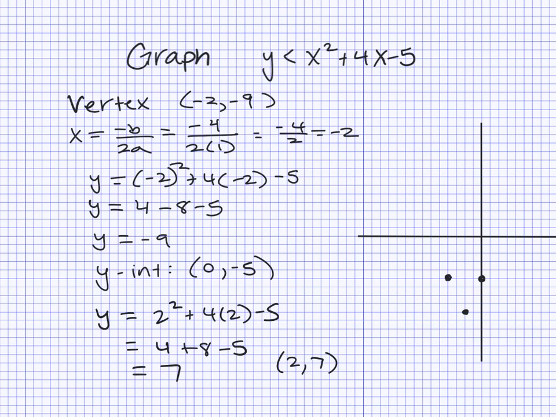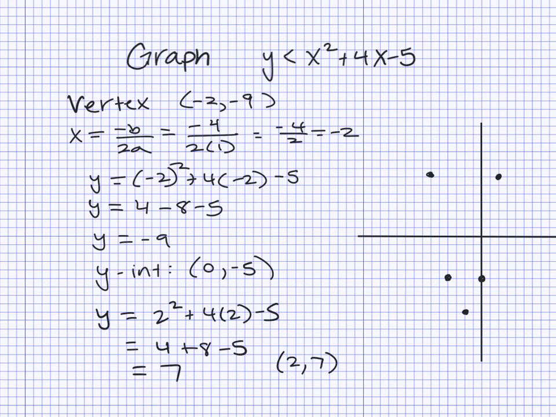I could plot 2, 7, and then I could also plot the matching point on the other side. So 1, 2, 3, 4, it's 4 over from the vertex. So I could go 1, 2, 3, 4 and get that matching point.